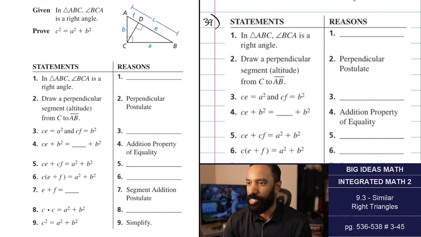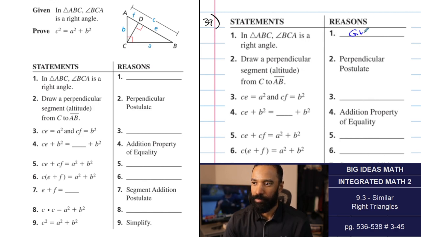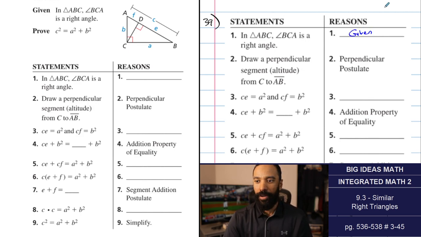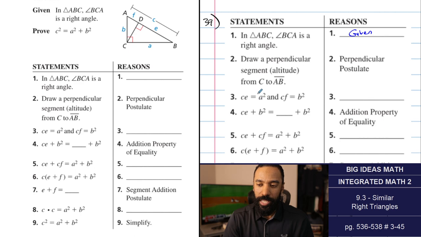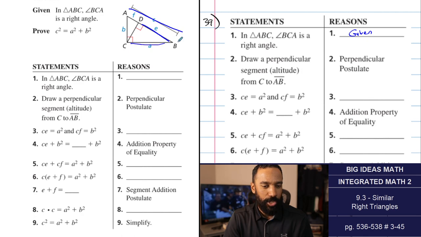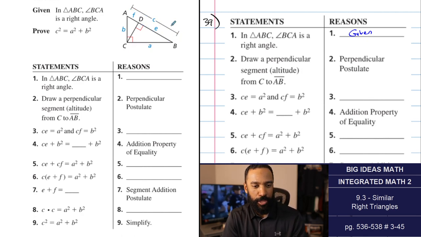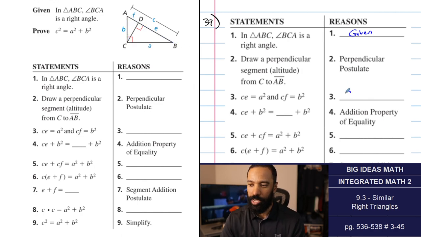Number 39. Triangle ABC, angle BCA is a right angle, that is given. Draw a perpendicular segment, an altitude, from C to AB. That's done, that's the perpendicular postulate, sure. CE equals A squared and CF equals B squared. So this is the geometric mean theorem, and C times F is B squared. Yep, that's the geometric mean theorem.